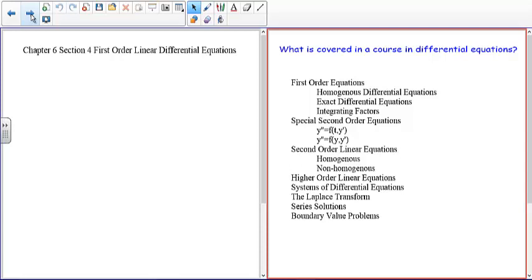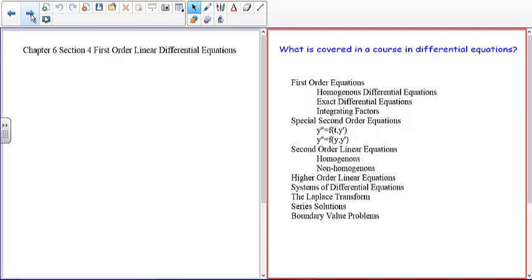Then they have special second order equations. Those are the easier second order equations, where the second derivative is a function of time and the first derivative, or the second derivative is a function of the first derivative and the function itself. Then you have second-order linear equations, which we haven't defined, but there are no squared things in there. Everything is just raised to the first power. And then you go to higher order linear differential equations, if you have a third order equation.